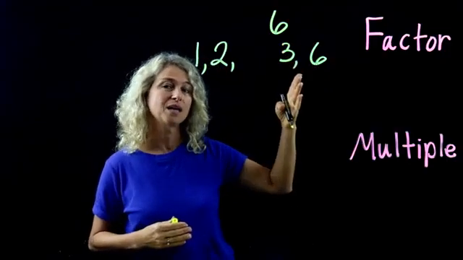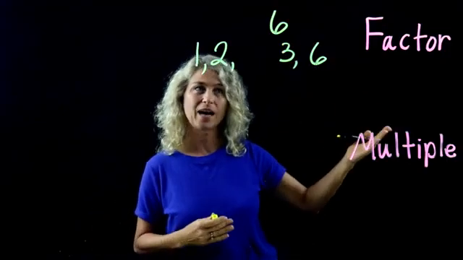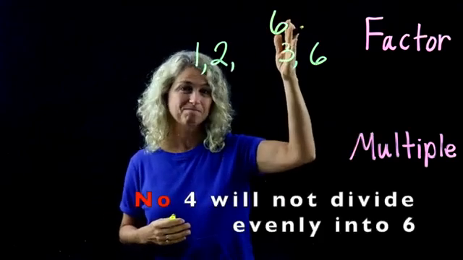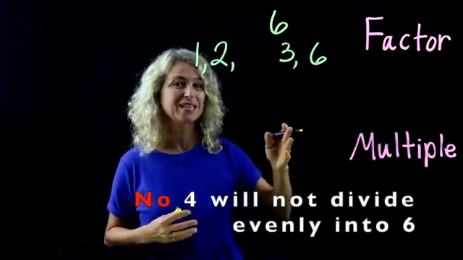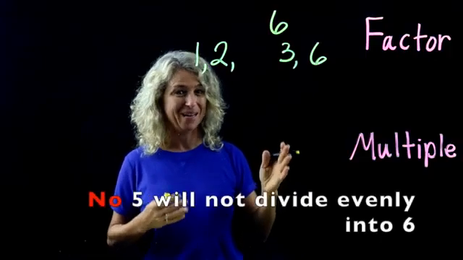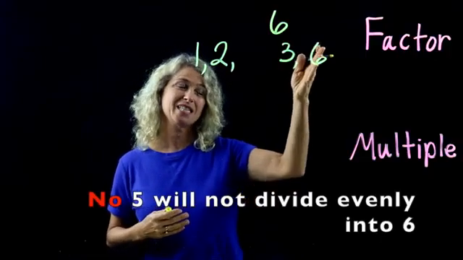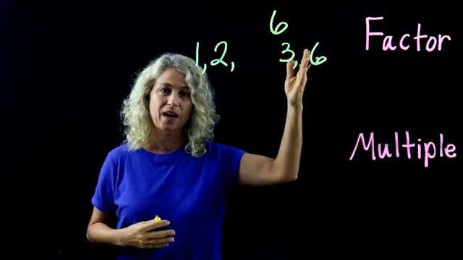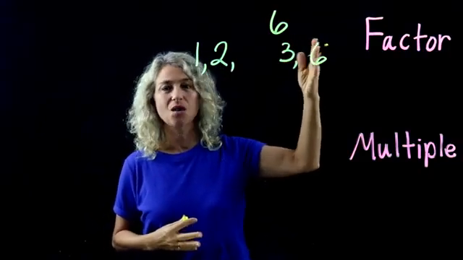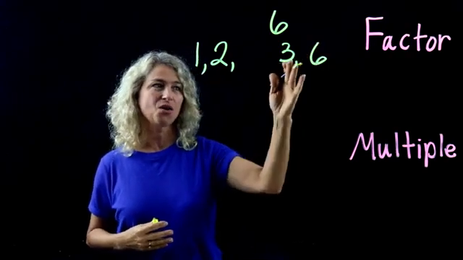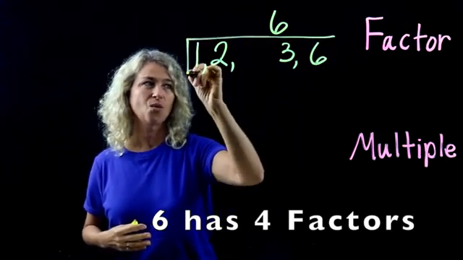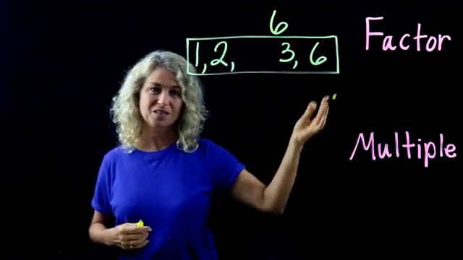Now keep going and let's see if there's any other factors. Is there anything times 4 that will equal 6? No. What about times 5? No, right? So when you get to 6, you're back to 6, and of course we already have 6 listed as a factor. So there's no reason to go further. So these are your factors of 6, and they're written in order. 1, 2, 3, and 6.